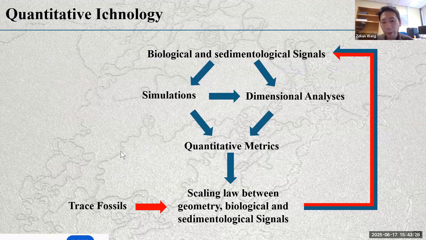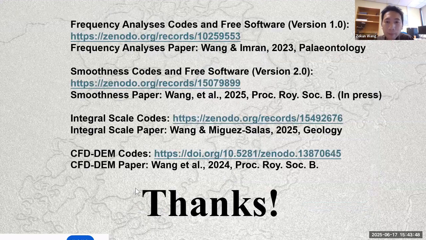All these quantitative metrics can help us analyze the relationships and the scaling laws between the geometry, biological, and sedimentological signals. And we can use these scaling laws to analyze trace fossils and obtain new insights into the biological or sedimentological interpretations of these trace fossils through deep time.